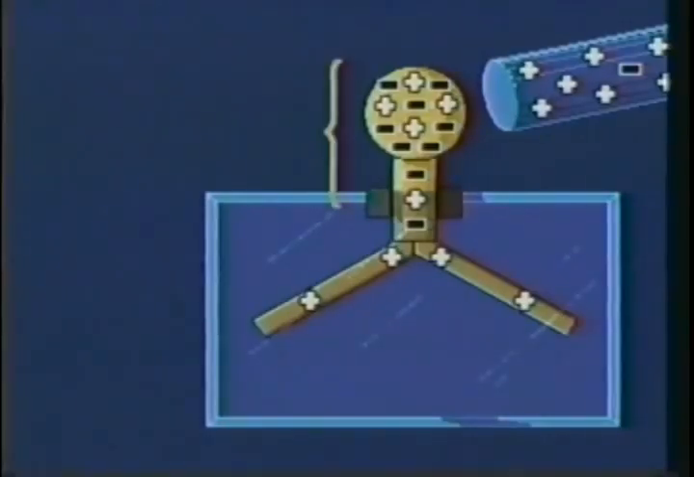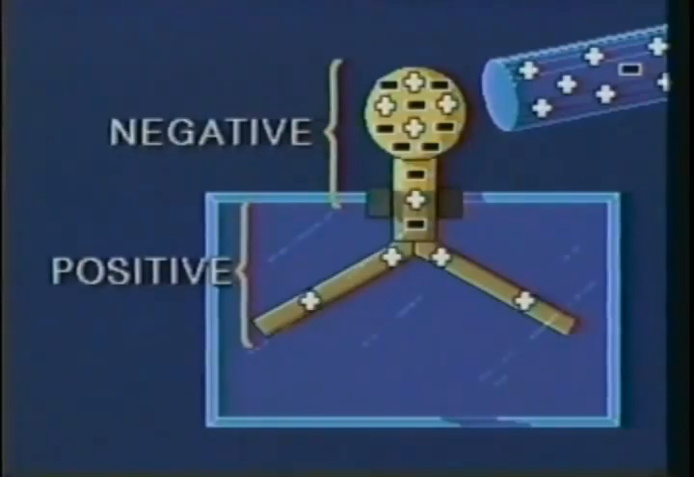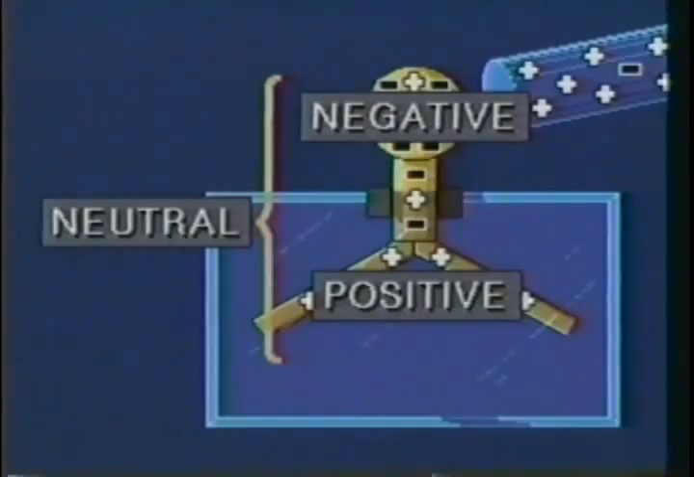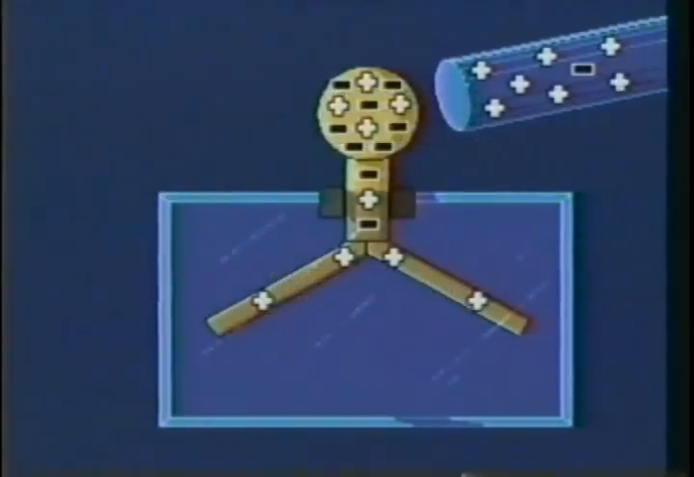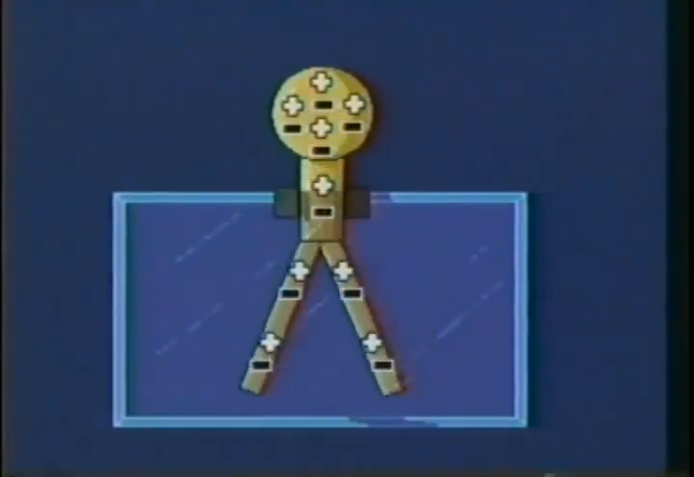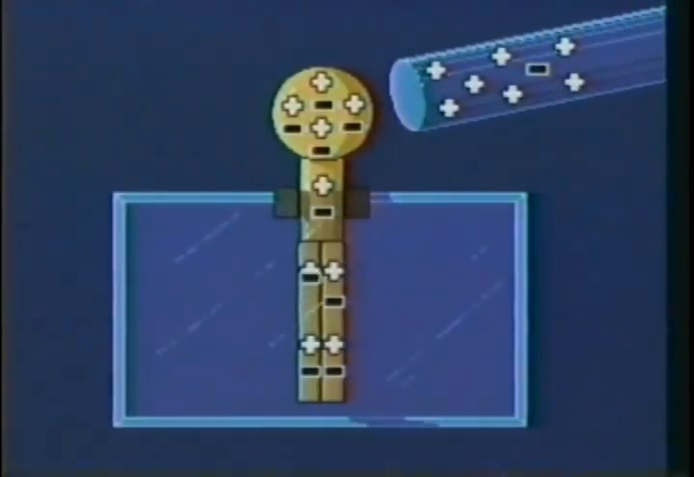If we look at the electroscope as a whole, we find that the top is negatively charged and the bottom is positively charged. Since no charge has been transferred, the electroscope as a whole is still neutral. It has, however, experienced induced charge separation. If the positively charged rod is removed, the electrons will no longer remain concentrated in the knob, but spread out uniformly throughout the electroscope. As a result, the electroscope no longer has induced separation. Let's bring the rod close to the electroscope again.